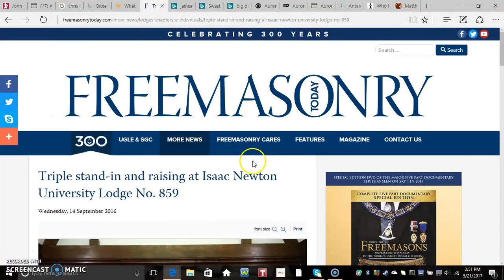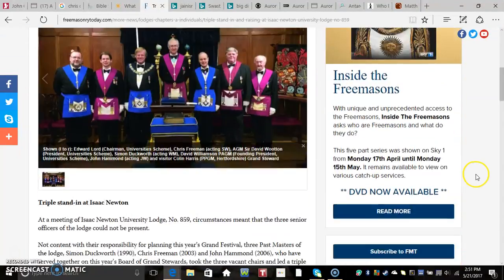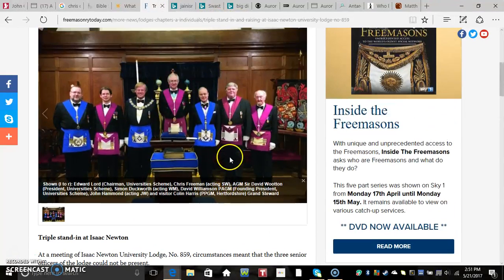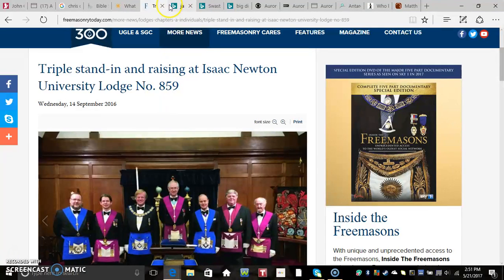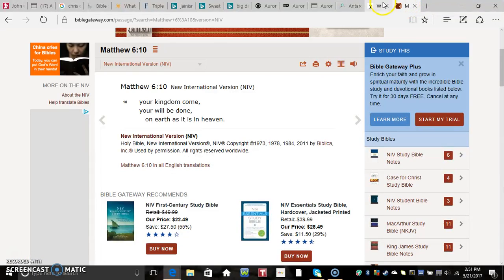Okay, so in Freemasonry today, we have the Isaac Newton University Lodge. Basically, it's like this. Isaac Newton was a Freemason. He engages in deception in order to cover up the lies of what this place is actually all about. There are some books on Isaac Newton being a Freemason and about that topic.